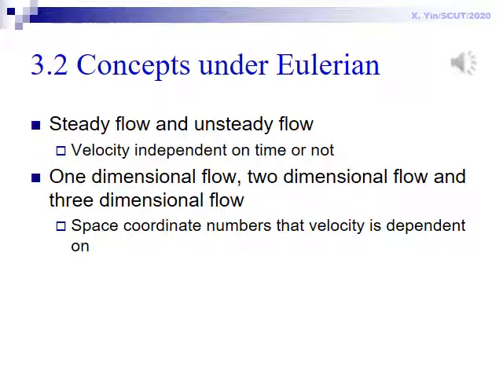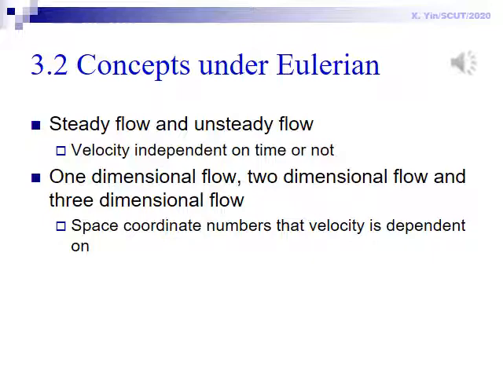According to the independent variables of the velocity function, we classify flows as follows. The first is to sort by time. If the flow is dependent on time, it's unsteady. Otherwise, it's steady. The velocity function of a steady flow includes only spatial coordinates, no time coordinates, and it has 0 temporal accelerations everywhere in the flow field.